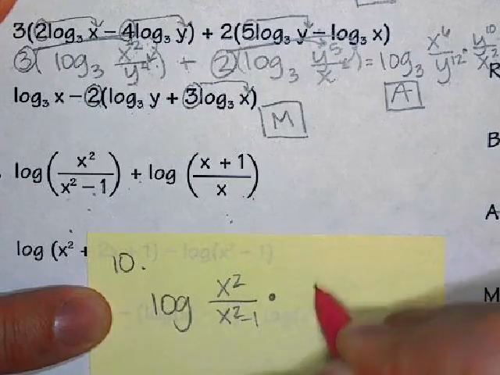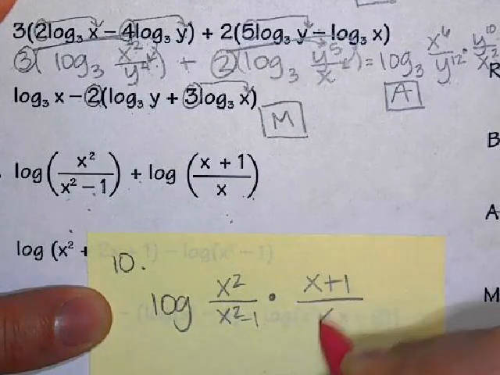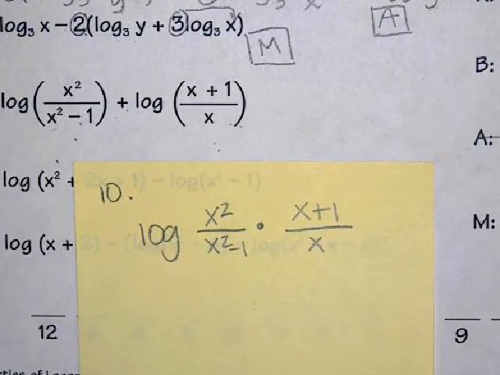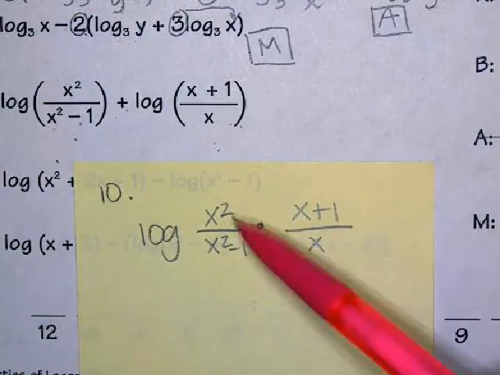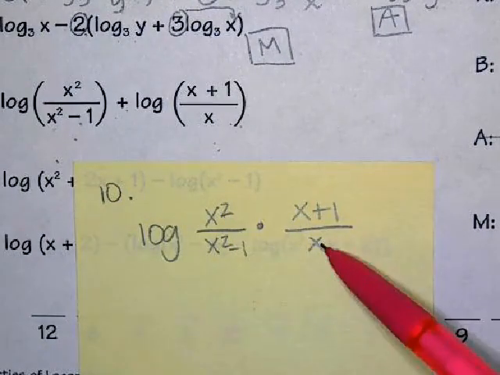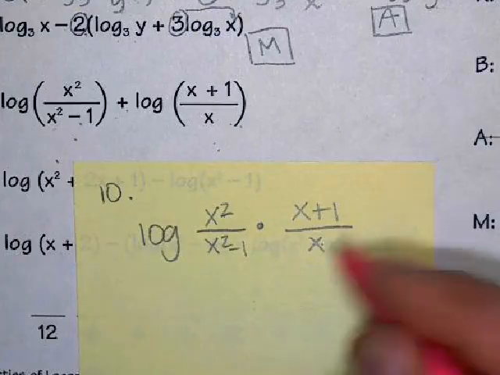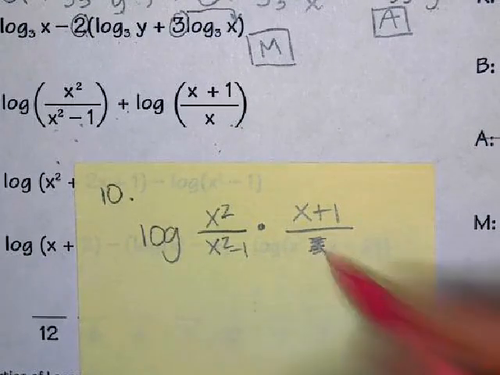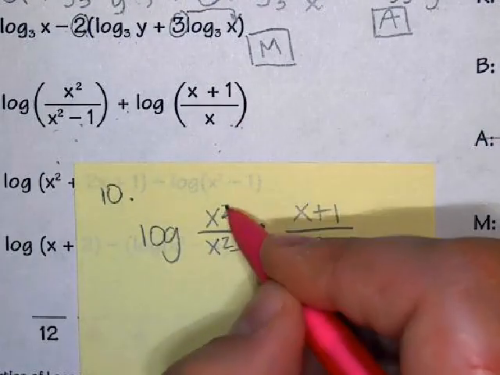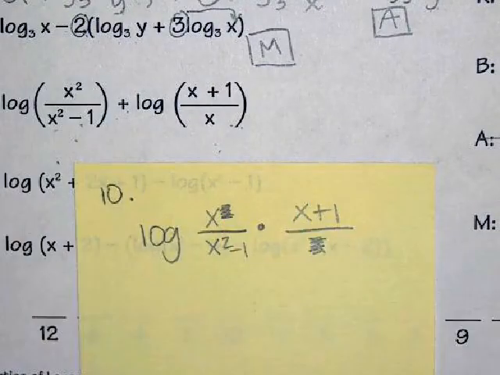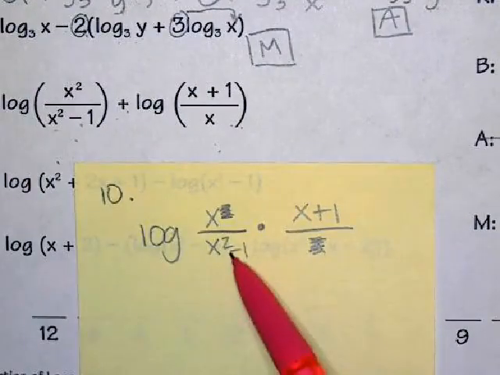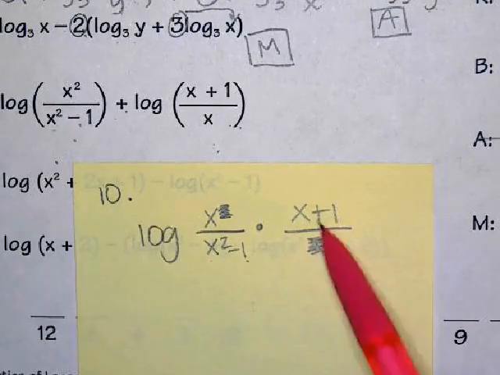Okay? Now, with this one, we've got some simplifying that we can do, right? Some of the other problems had simplifying. So x squared and x, those can simplify, can't they? Okay, what can simplify? Yeah, you can take an x off the bottom, and you can take one of the x's off the top, and it just leaves an x behind. Okay, what about the x squared minus 1 and the x plus 1? Can those simplify? Yes.